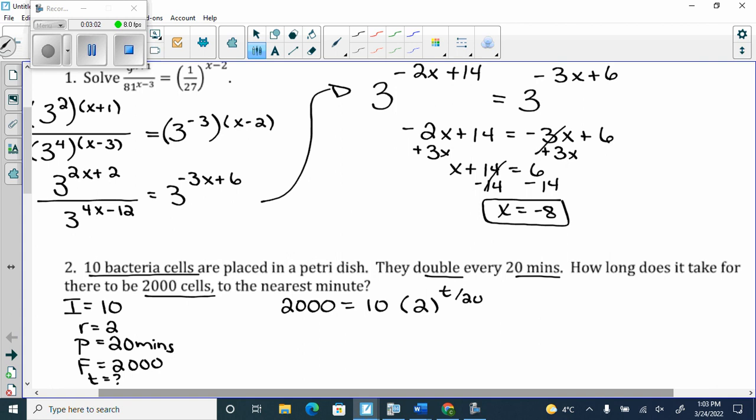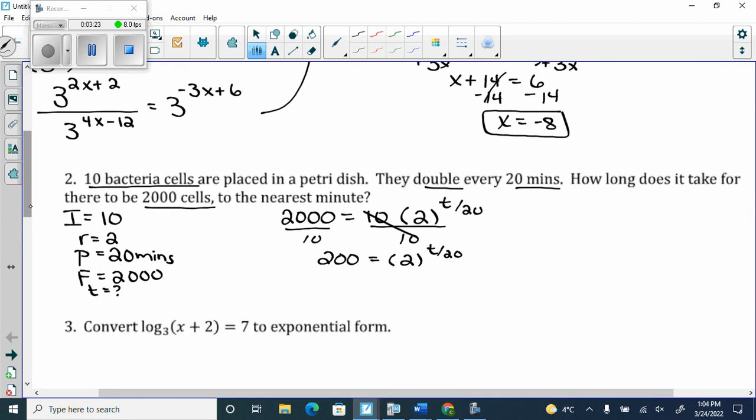And what's the first thing I have to do? Divide the 10 over. So I get 200 equals 2 to the T divided by 20. And then I could y1, y2 this. I could, but now I can actually do what? Solve it by what? Convert it to a log. If I want the exponent to drop down, I convert to a log.